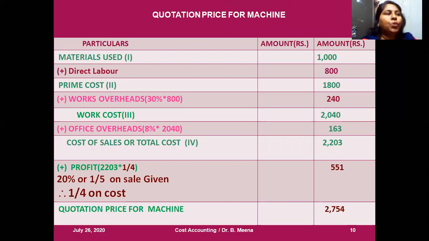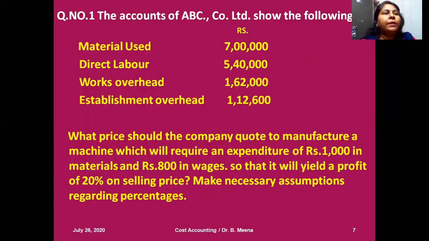So again, I need to look into the problem. How to prepare the tender or quotation? Look at the paragraph. How can you identify by reading the problem? This is the cost sheet under the model of quotation; look at the wordings. What price should the company quote to manufacture a machine? Quote to manufacture means it's a cost sheet with the tender or quotation model. Quote to manufacture a machine which will require an expenditure of 1,000 in materials, 800 in wages. So this paragraph we can make use of to prepare the tender or quotation.